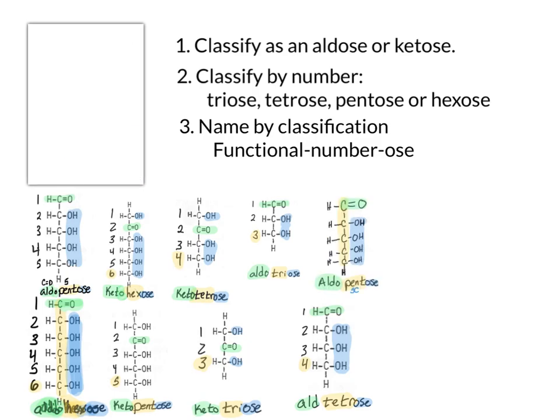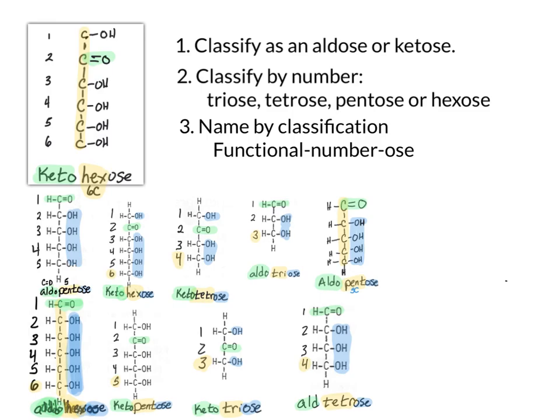Next, let's try a ketohexose. Go ahead and pause the video while you draw it. We'll start with the fact that there are 6 carbons since it is a hexose. And then on carbon number 2, we're going to put in our C double bond O, our ketone. And then all of the other carbons will get at least 1 OH. And then we fill out the rest of it with hydrogens.